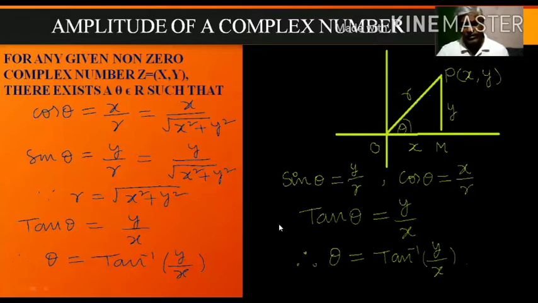You can take the complex number as a plus ib also. So in that way you need not take x comma y.